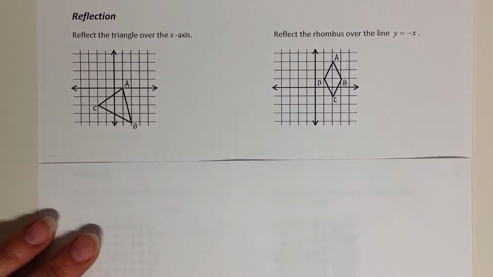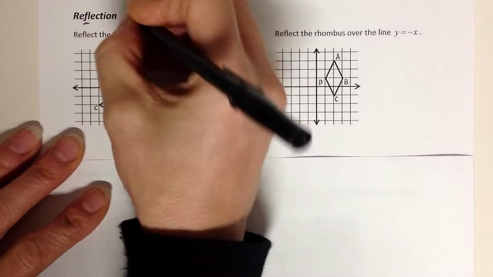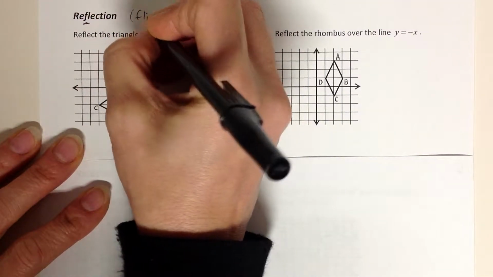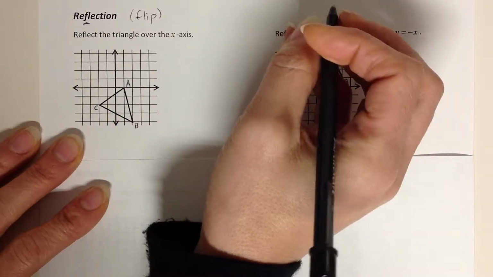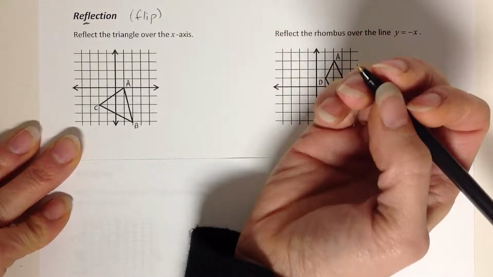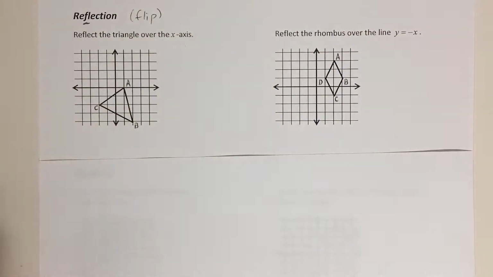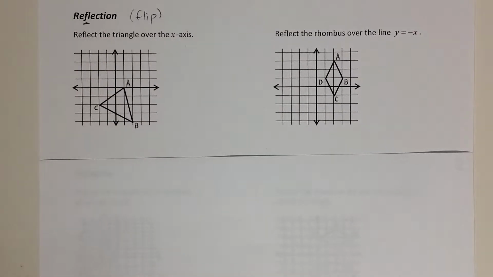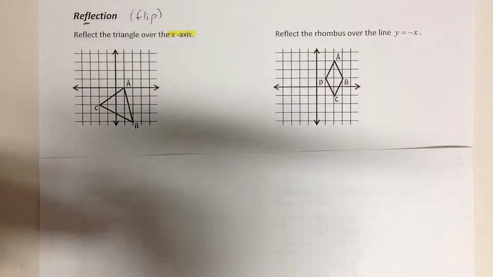Alright, what's going to be important in your reflections, the most important piece, is when you're doing that FL, the one where you're flipping. Another way to look at it, an FL could also stand for fold. You've got to fold that over a line. So the most important thing is going to be to know what that line that you're going to fold over is. So this is over the x-axis, or across the x-axis.